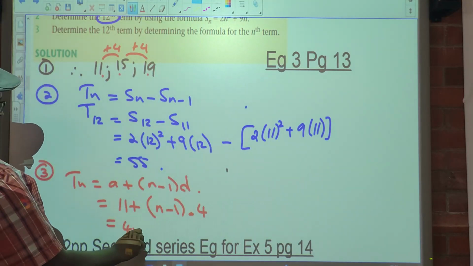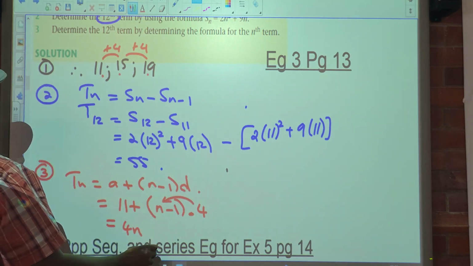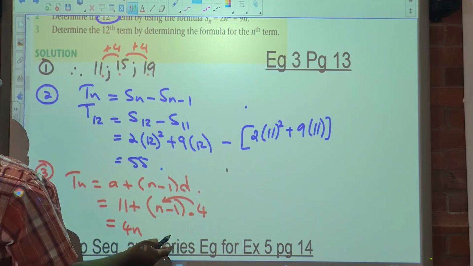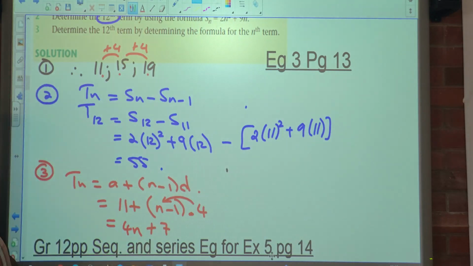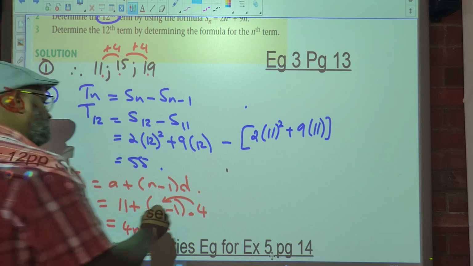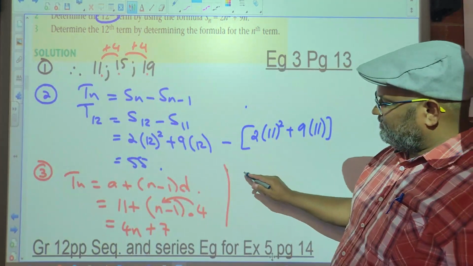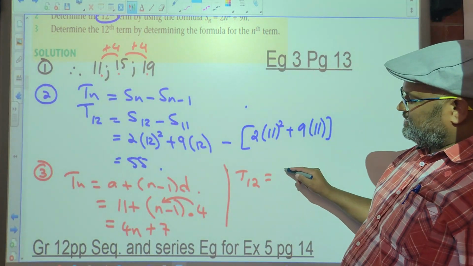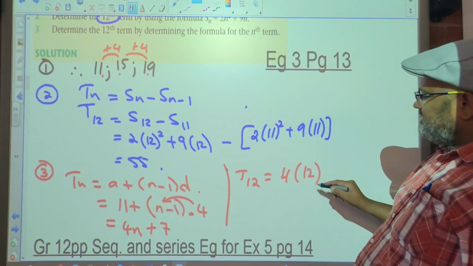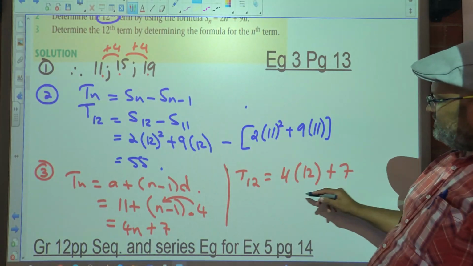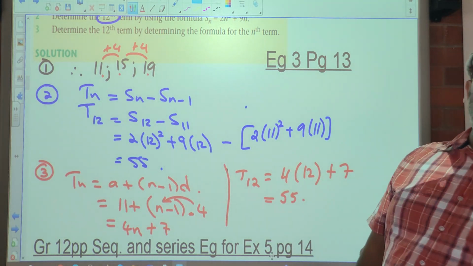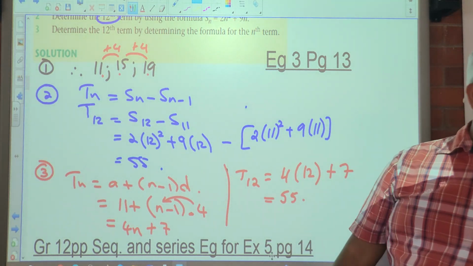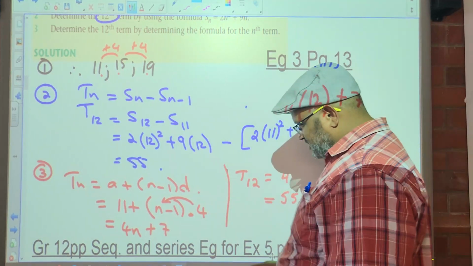So that will simply be 4n minus 4 plus 11, or 11 minus 4 is going to give you 7. But have I answered the question? No, they want the value of T12. So T12 is going to be 4 times 12, which is 48, plus 7, which is 55. What do you notice? It's the same. Okay.